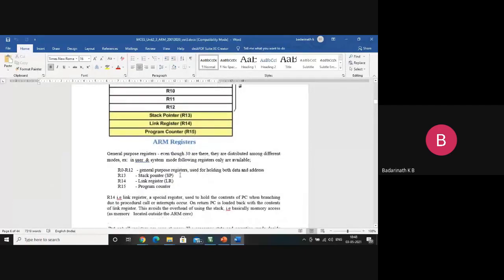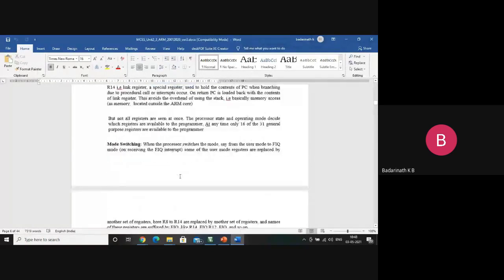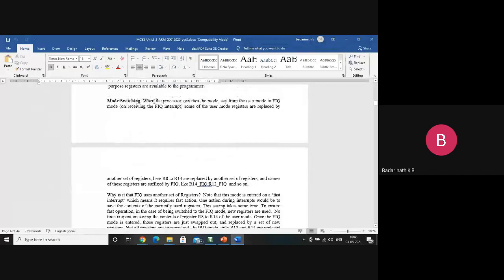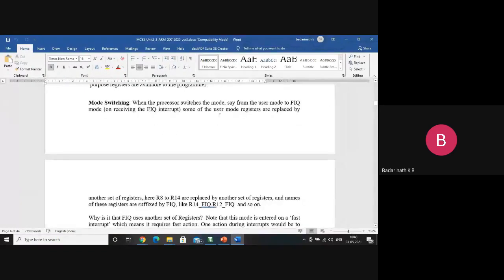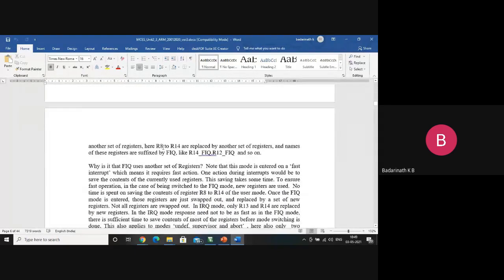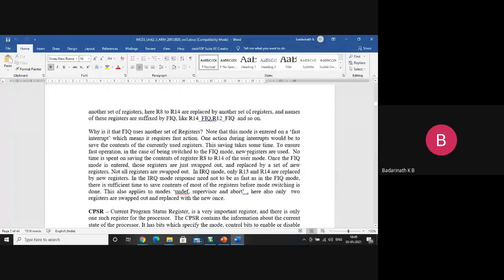I have summarized here mode switching. So what is mode switching? When the processor switches the mode, say from user mode to FIQ mode, some of the user mode registers are replaced by another set of registers. Here R8 to R14 are replaced by another set of registers, and the names of these registers are prefixed by FIQ, like FIQ R14, FIQ R8, like that. That means that physically they are different.